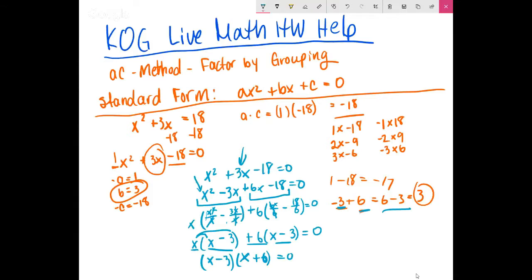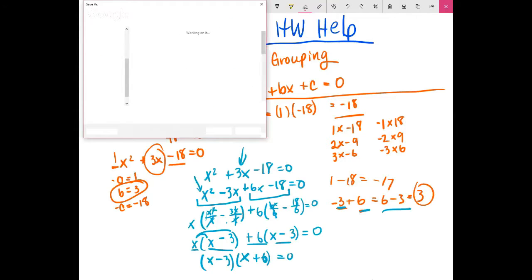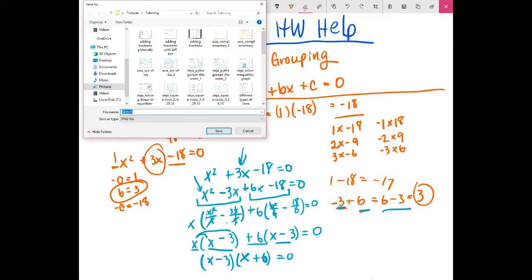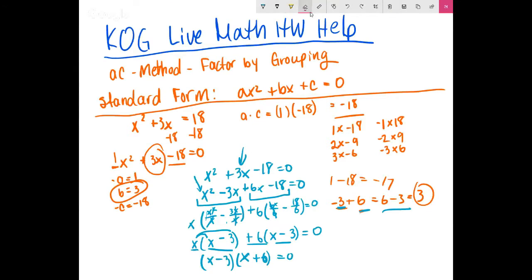Let's do another one. We have time. Ooh, you did that fast. We're going to do one that's a little bit more difficult. And let me save this because you might want it. Just saving. This is Katie's. Factoring. Boom. Now I can erase.